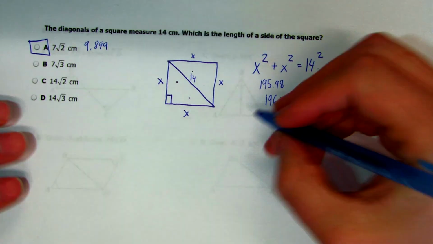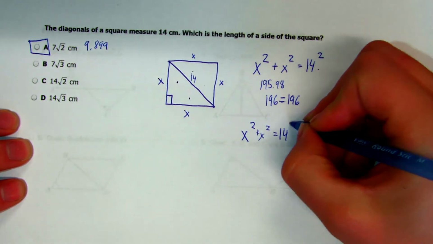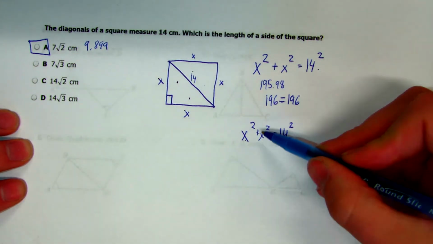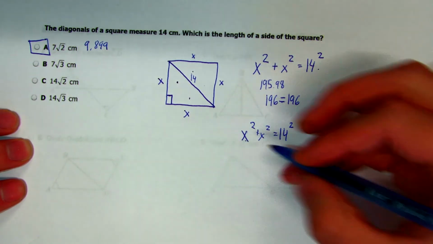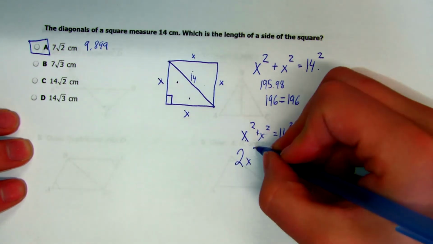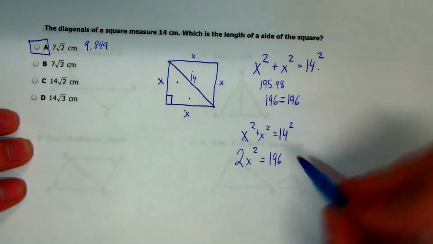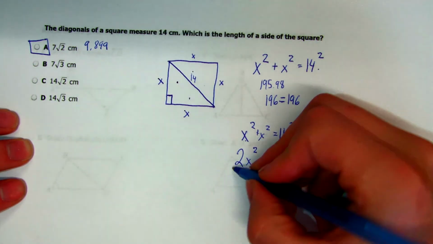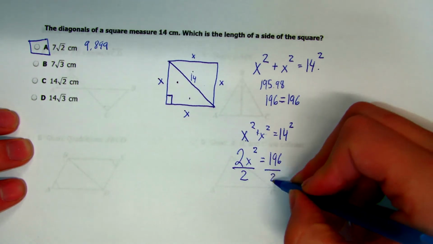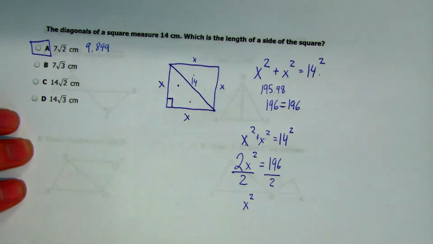So we have our equation, x squared plus x squared is equal to 14 squared. On the left side, we have an x squared and an x squared, and when we add two things together, it tells us how many we have. We have 2 x squared terms, and that's going to equal 14 squared, which is 196. We need to solve for x, so we need to get rid of this coefficient first, and then we'll deal with the exponent second. We divide by 2, and we get x squared is equal to 196 over 2, which is 98.